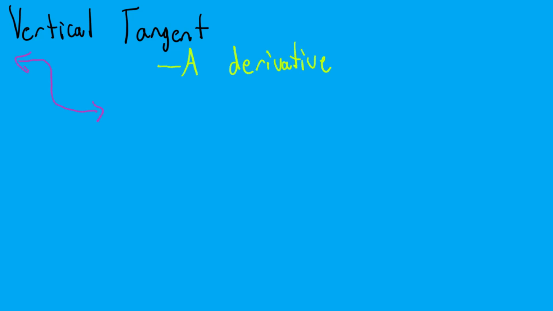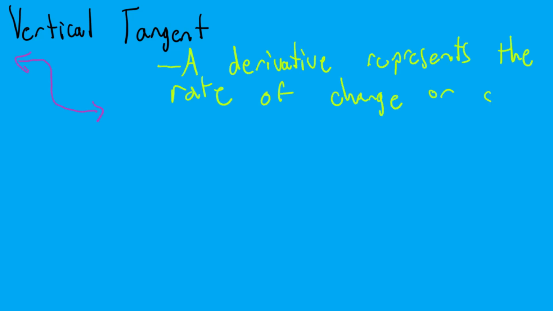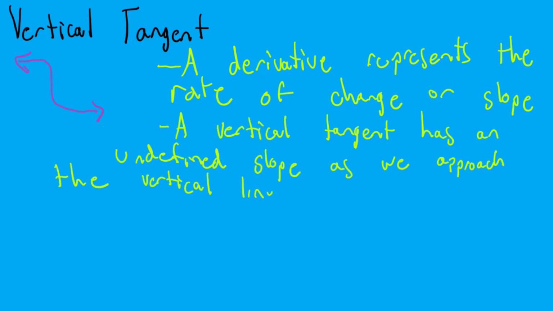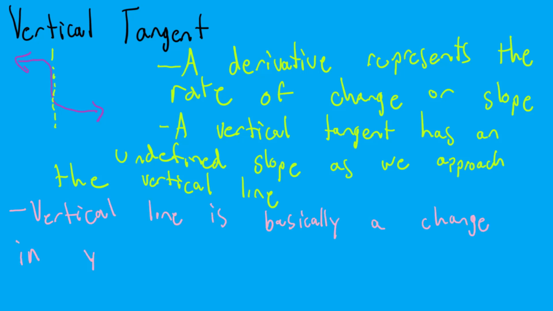A function is also not differentiable at a vertical tangent. For example, x to the 1/3 has a vertical tangent. A derivative represents a rate of change, or slope. A vertical tangent has an undefined slope as we approach the vertical line. As you can see in the graph, a vertical line is basically a change in y without a change in x. Y is changing, but x is essentially equal to 0. Dividing by 0 is not allowed in math.